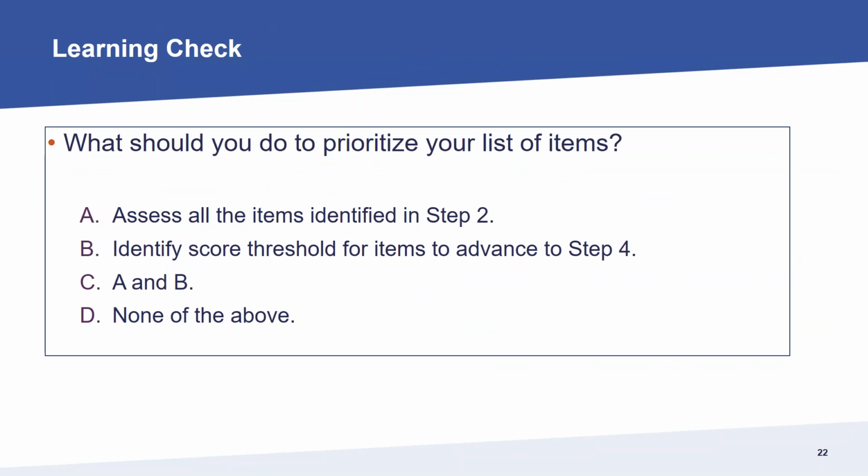So our next question for you is, what should you do to prioritize your list of items? Assess all the items identified in step 2, identify a score threshold for items to advance to step 4, both A and B, or none of the above.